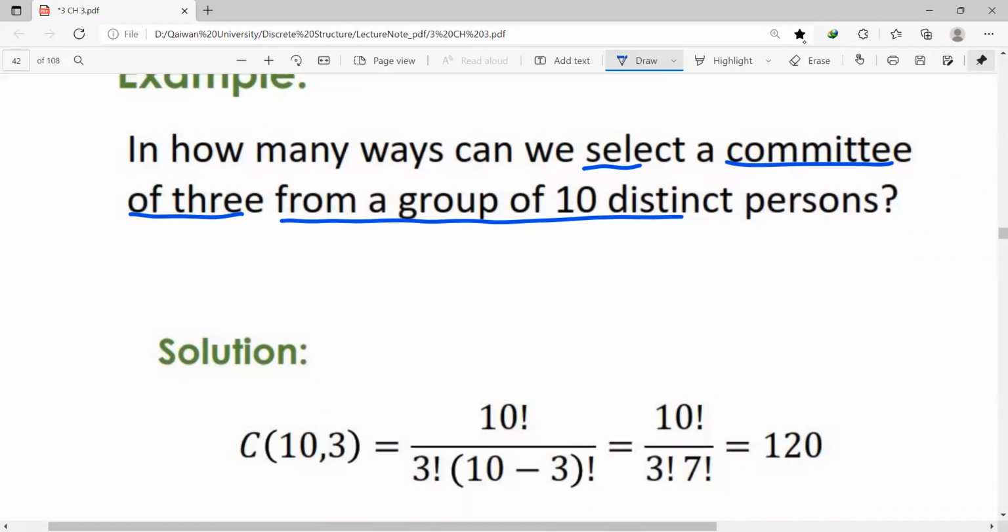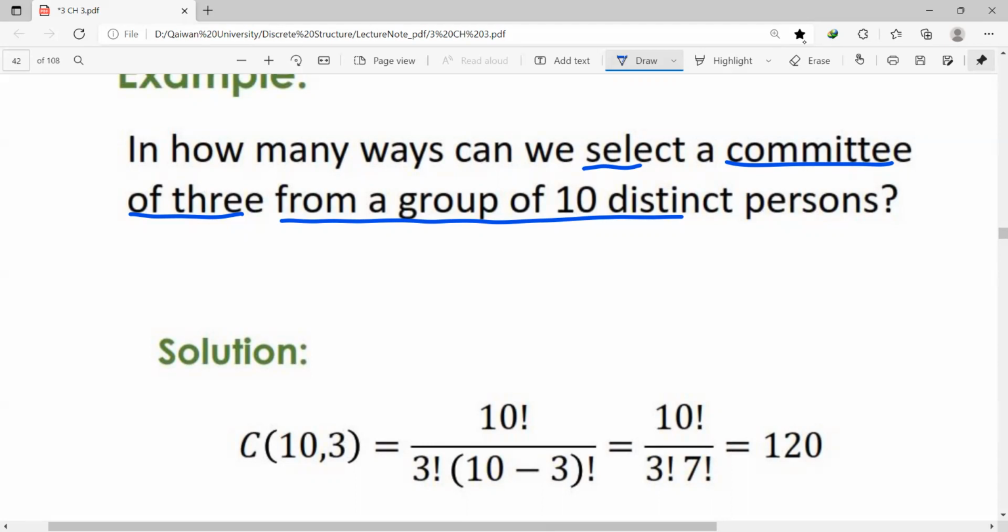It's not mentioned which one is the chairperson, which one is the secretary, and which one is the treasurer. And here, ordering the members of the committee is not important. That means, in this case, we can use combinations. But if it's mentioned to choose secretary, chairperson, and treasurer, in that case, we must use permutation. But here, as it's not mentioned, we can use combinations.